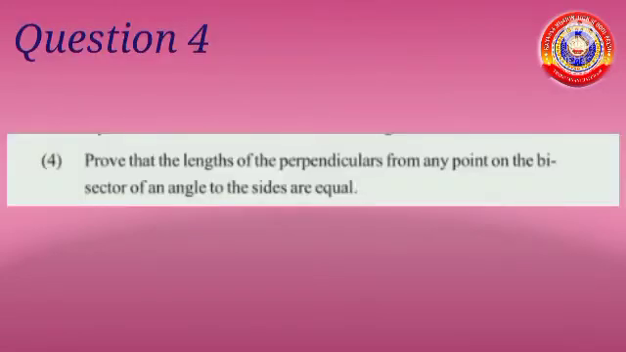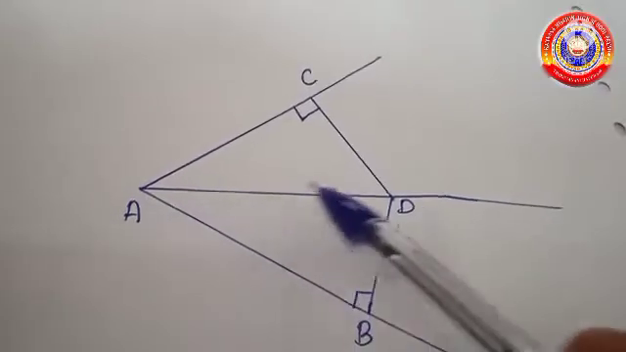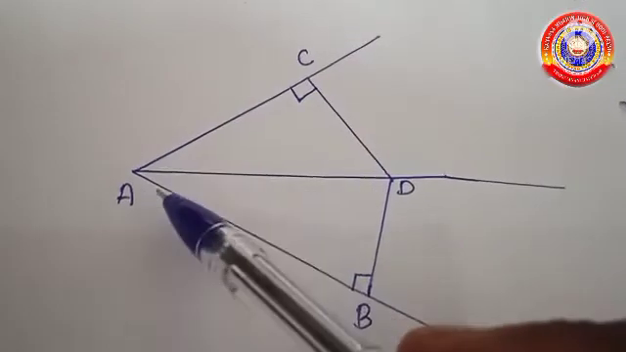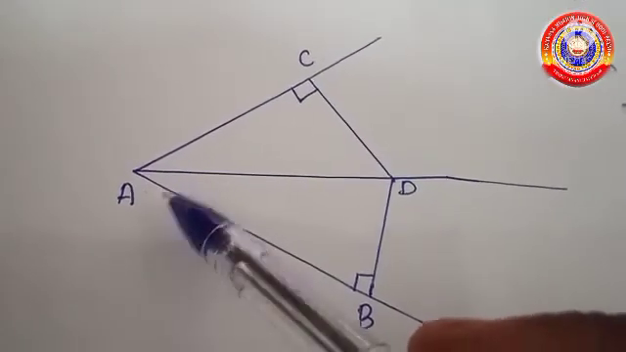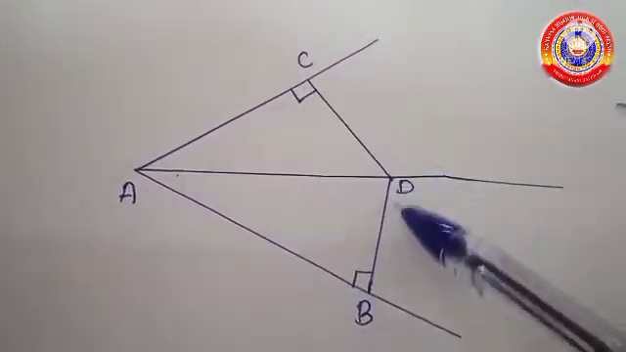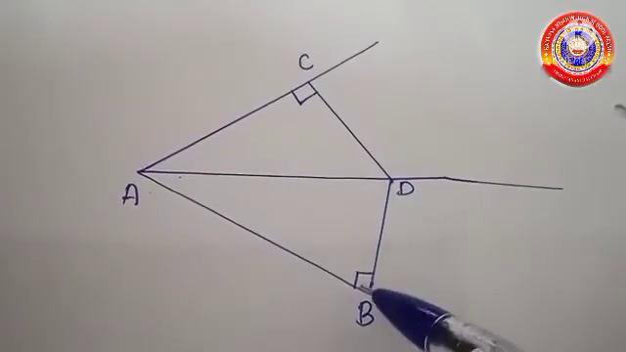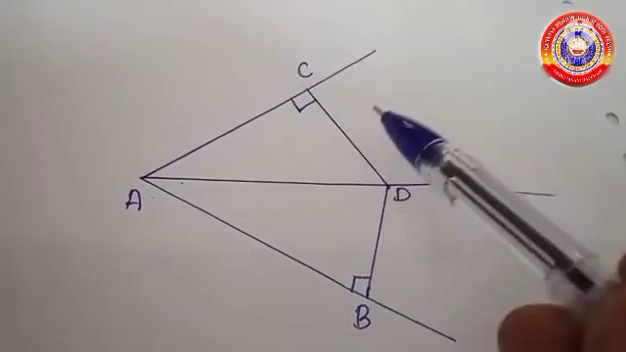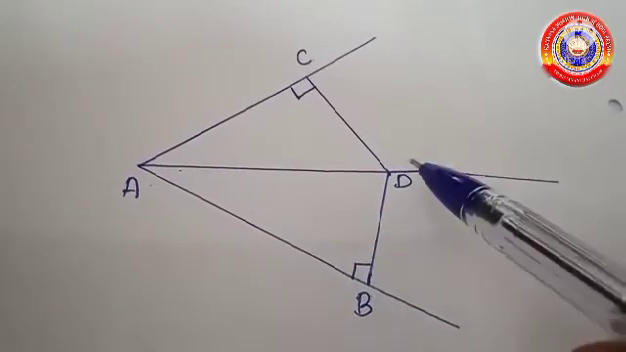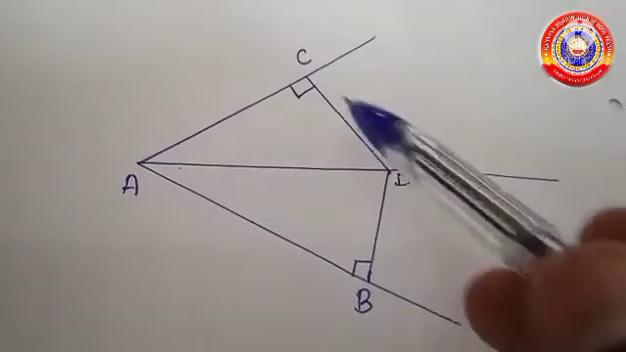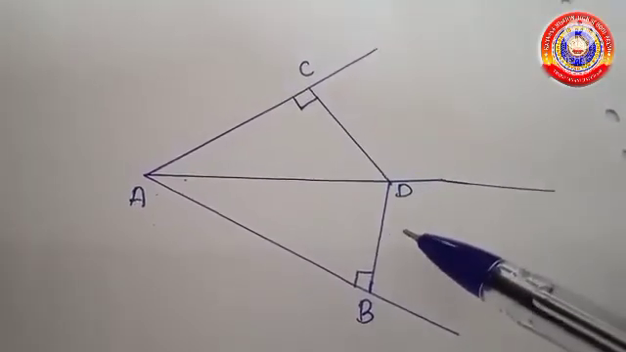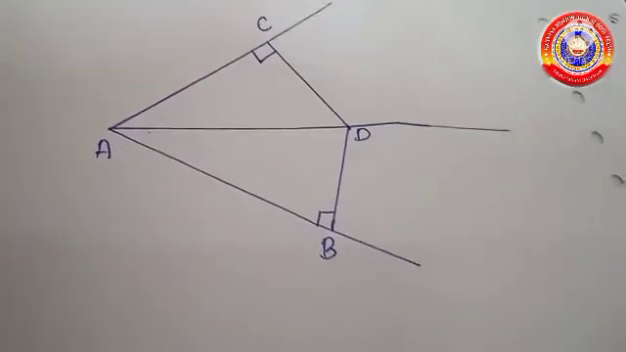Question number 4. Prove that the lengths of the perpendicular from any point on the bisector of an angle to the sides are equal. Here, AD is the bisector of angle A. From the point D, we have drawn two perpendiculars CD and BD. We have to prove that both the lengths, that means CD and BD, are equal.